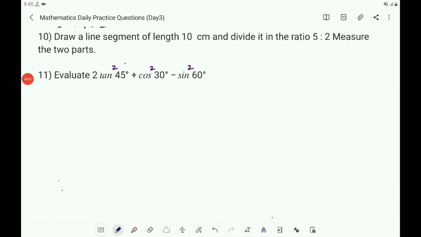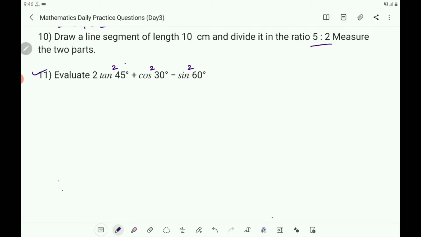Now question number 10. Draw a line segment of length 10 cm and divide it in the ratio 5:2. Measure the two parts. Children, you know the method of dividing a given line segment in the given ratio. So if you are having any doubt, learn the method of dividing a given line segment in the given ratio by using the construction video. So you go through the construction video and learn the method and do the construction.